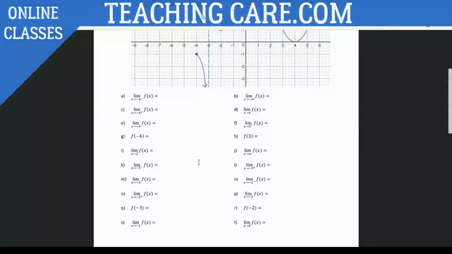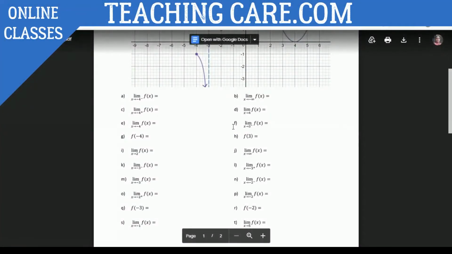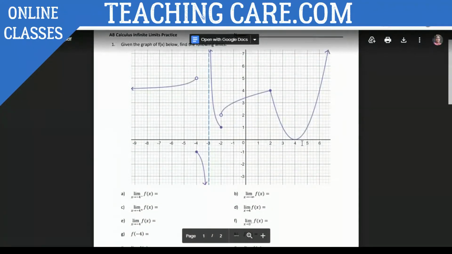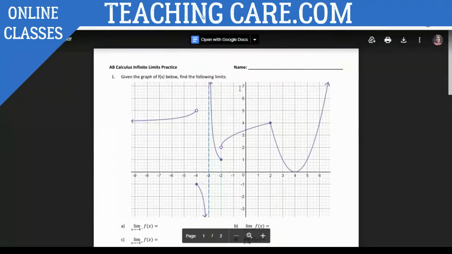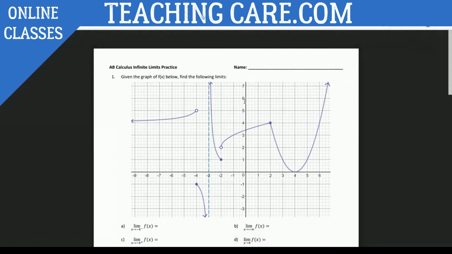Okay. So it is about the left and the right hand limits. So the first question. From the graph, you have the questions. Given the graph of f of x below, find the following limits they are asking.